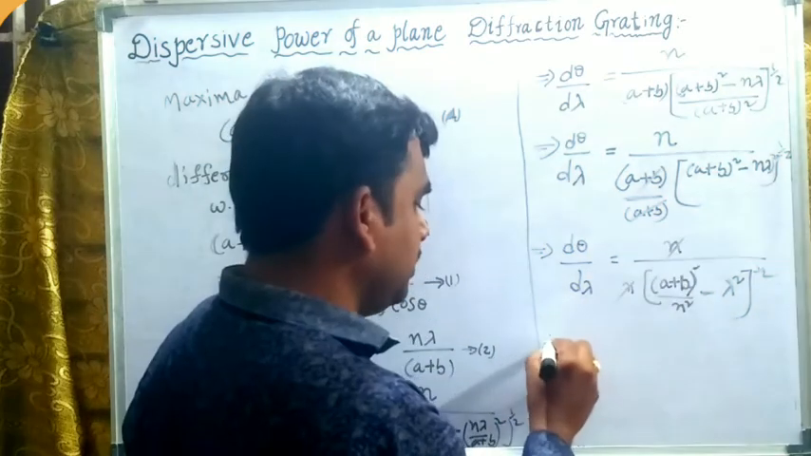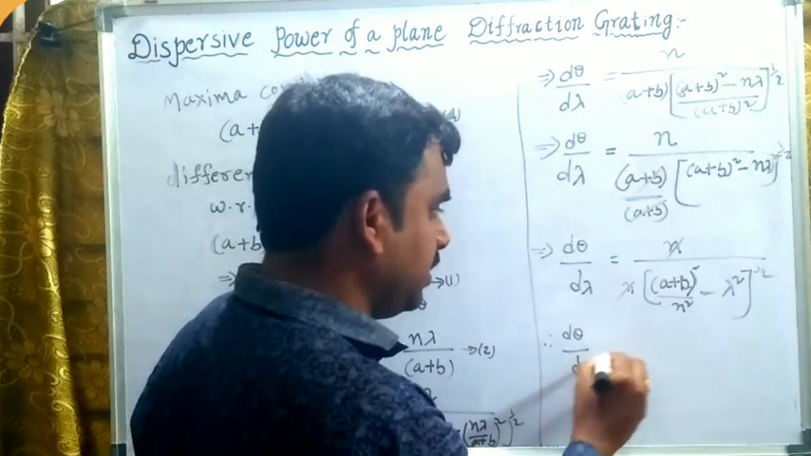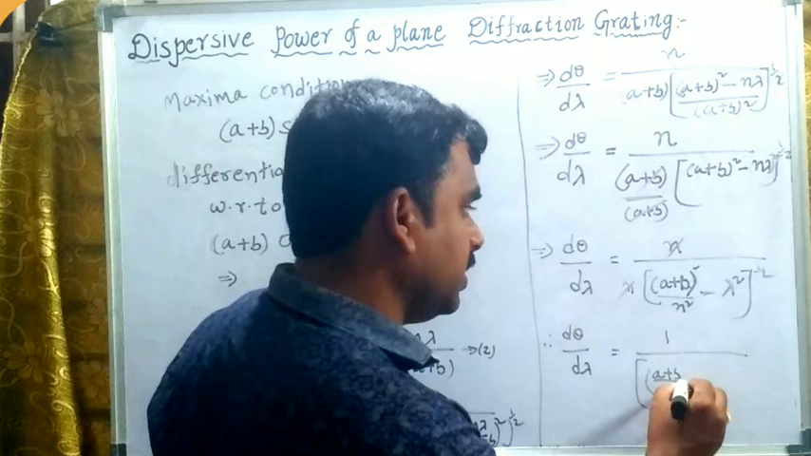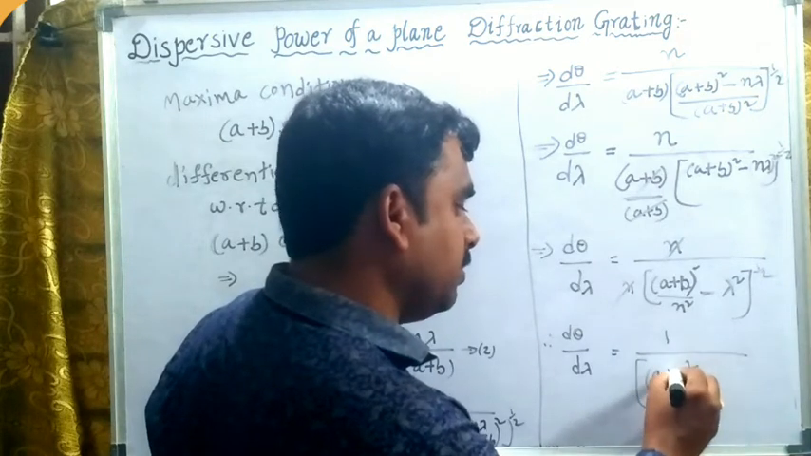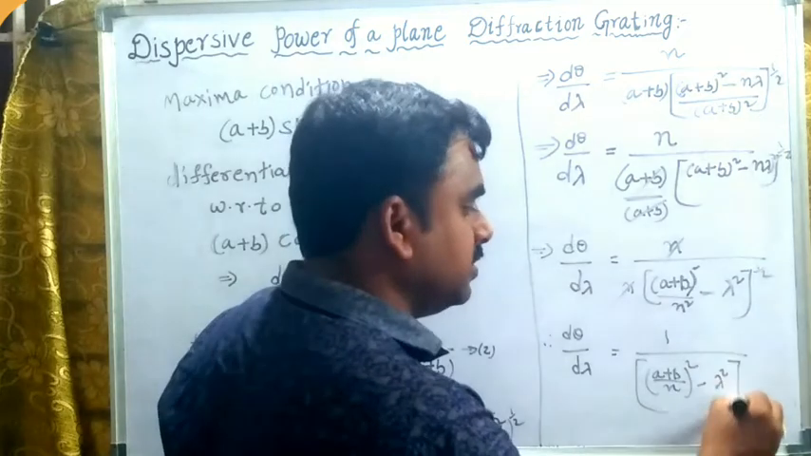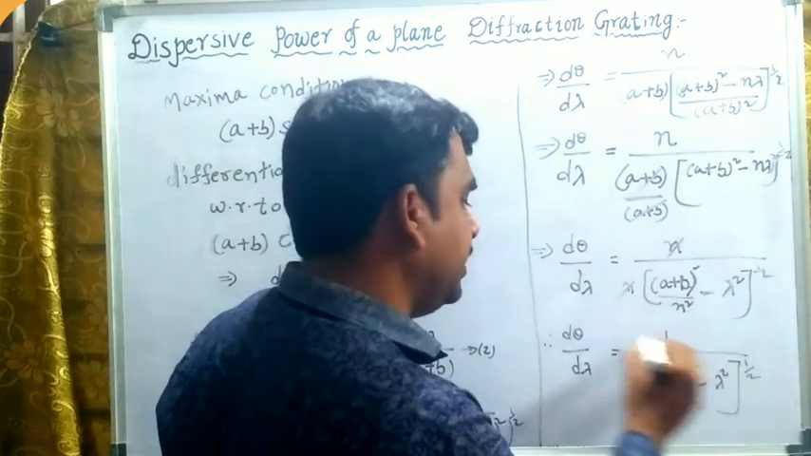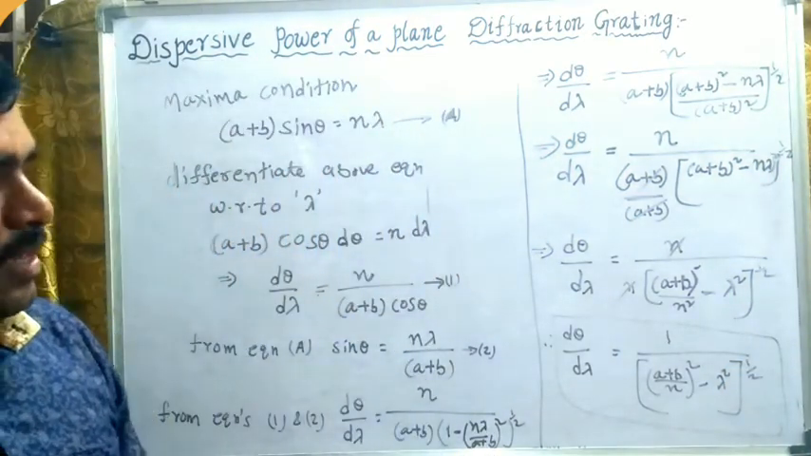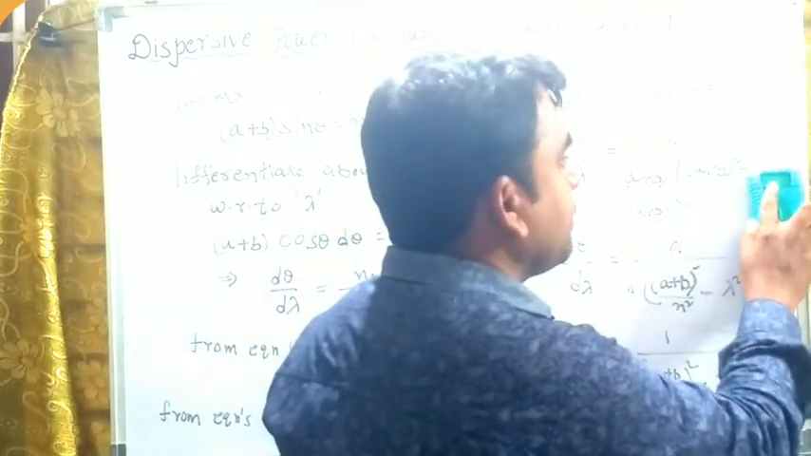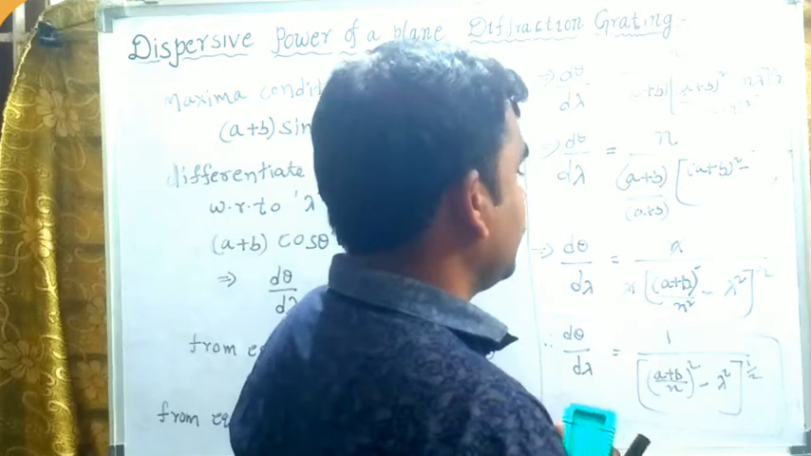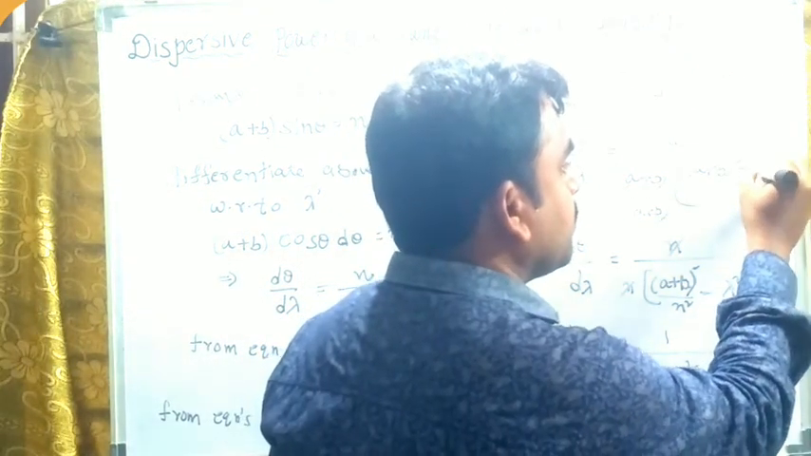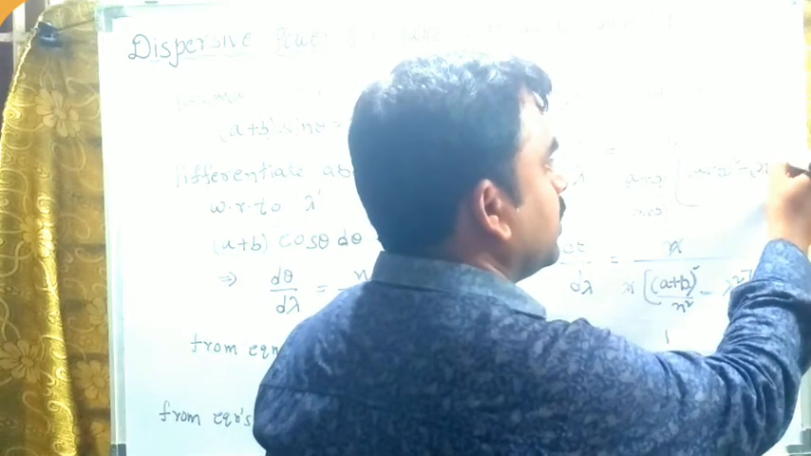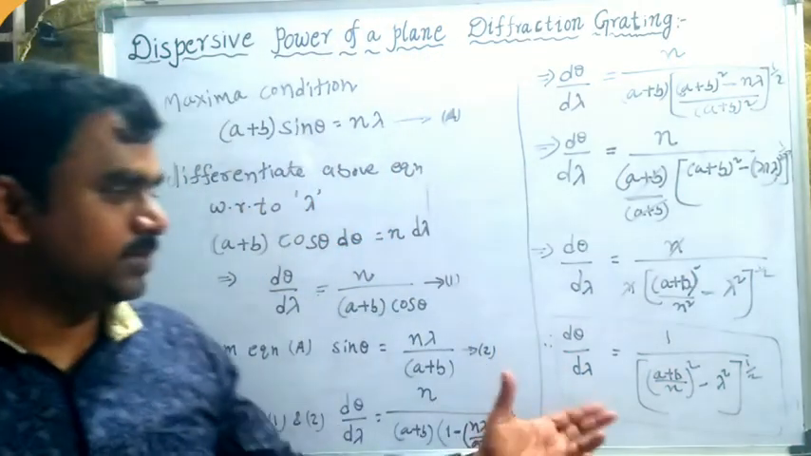So n cancels. Therefore d theta by d lambda equals 1 by root of ((a plus b) whole square by n square minus lambda square). This is our formula to determine the dispersive power of the plane diffraction grating. Okay, so this is the concept.